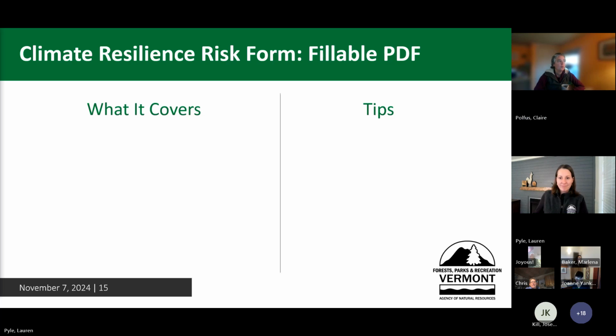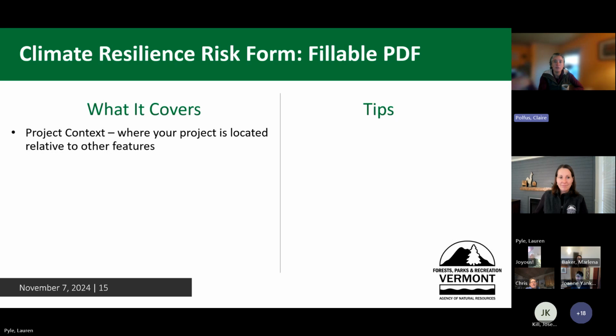So what we're covering in the climate resilience risk form is a fillable PDF available online. It goes through 5 different categories. The first is the project context. It's where is your project located relative to other features and relative to the topography of the area. We know that there are different risk components for a project that's on a slope versus a project that's in a valley. And we want to know that so we can assess the project better.